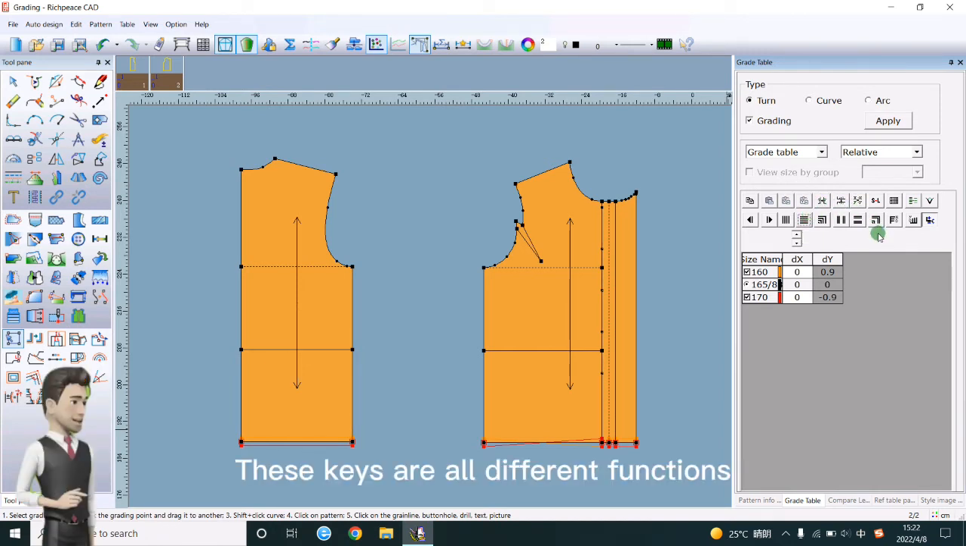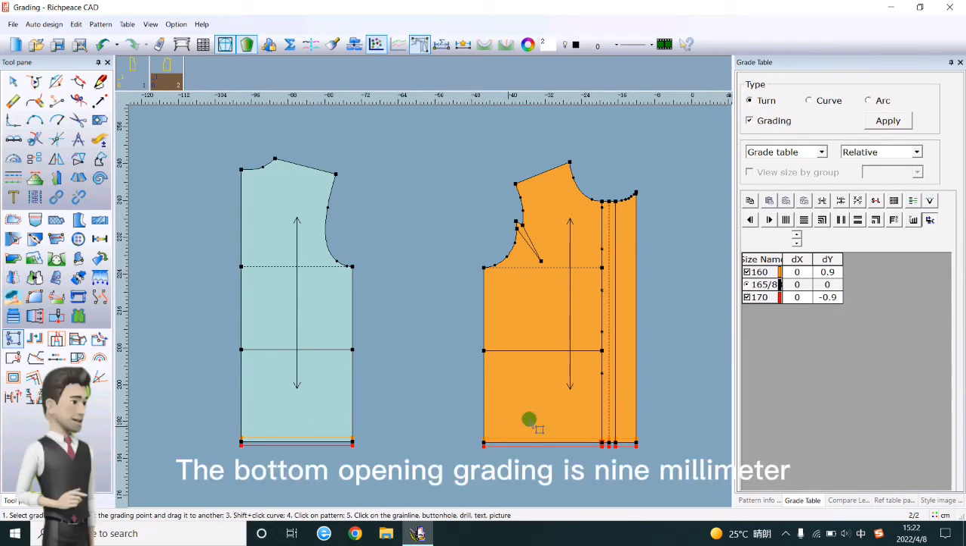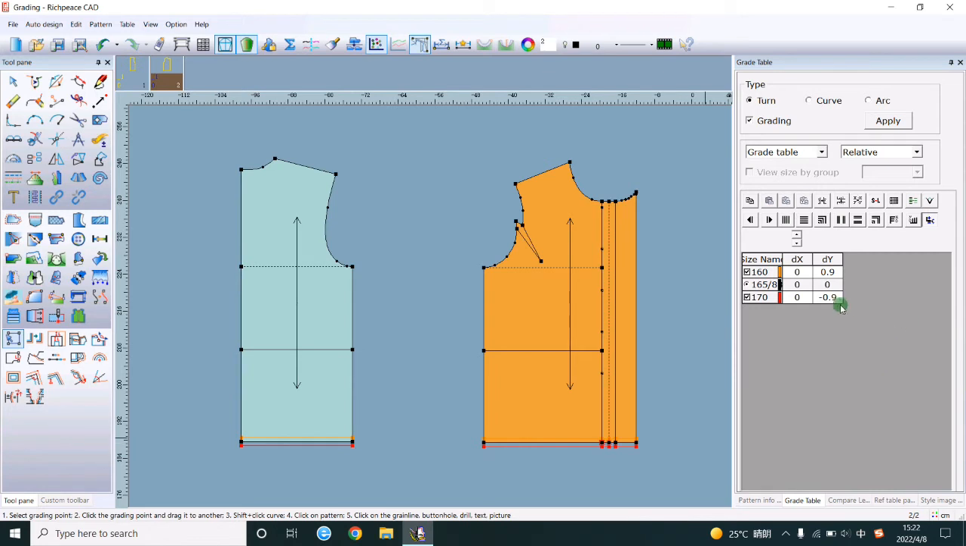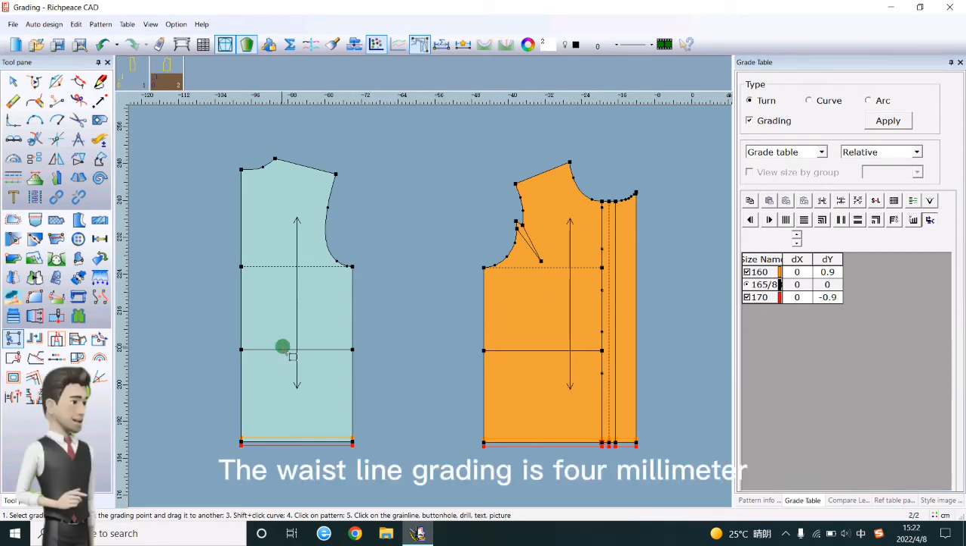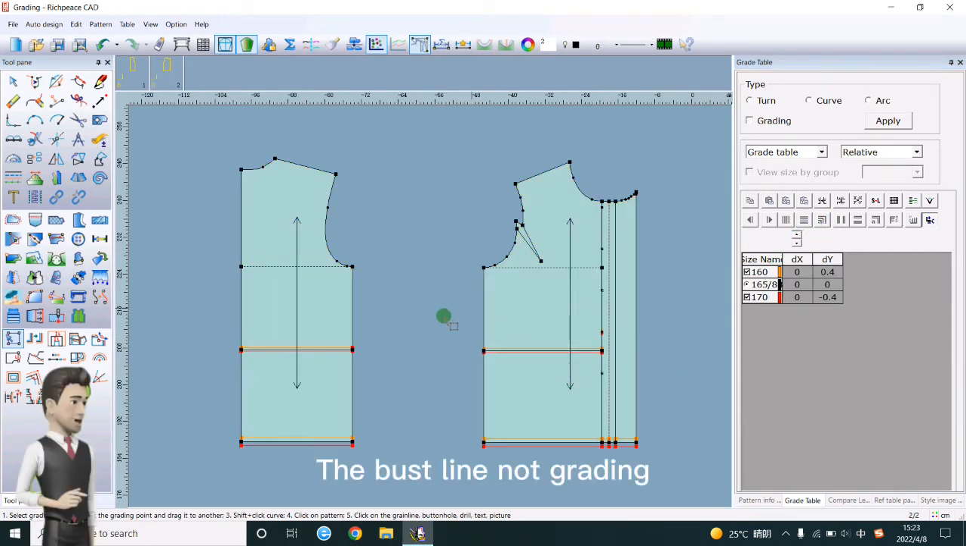These keys all have different functions. You can watch the Select Tool video. The bottom opening grading is 9 mm. The waistline grading is 4 mm. Next is the bustline knot grading.